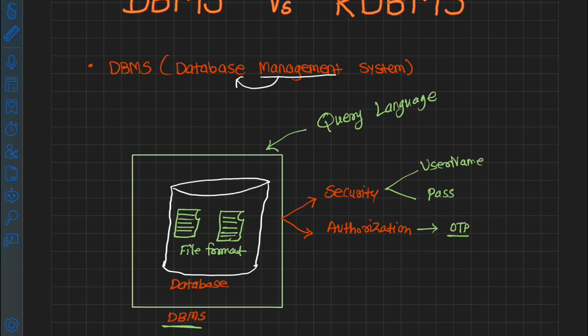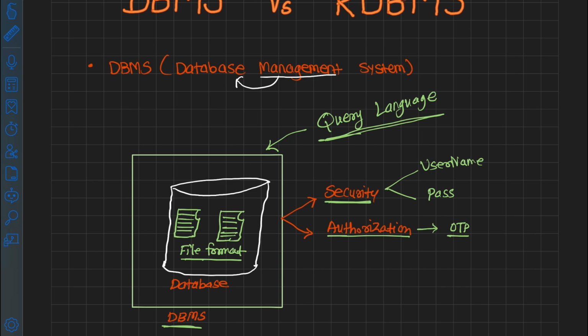The first point is that DBMS is used to maintain and manage the database. The second point, the DBMS provides two features: the first one is security and the second one is authorization. The third point, in DBMS the data is stored in file format, and the last point, we use a query language to communicate with DBMS. This is the last point.